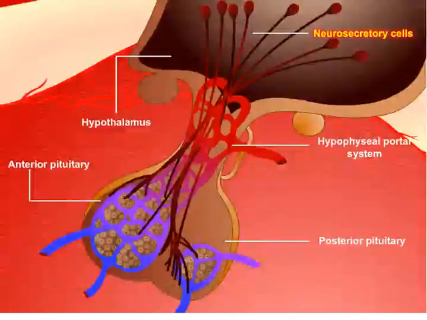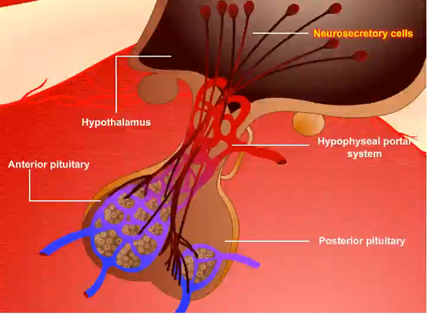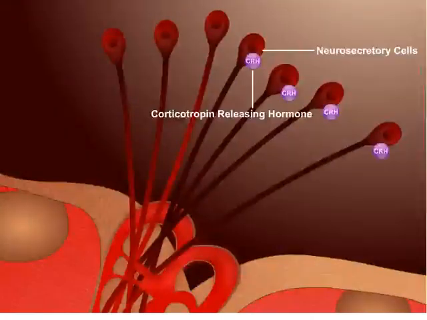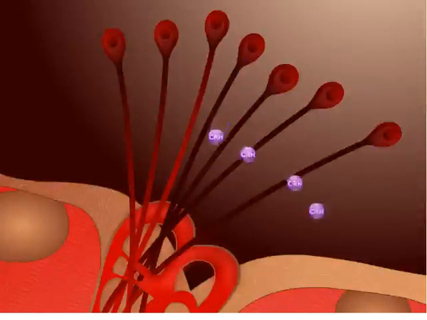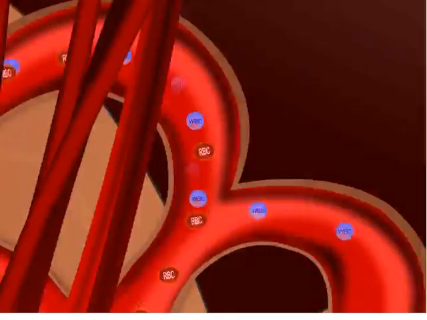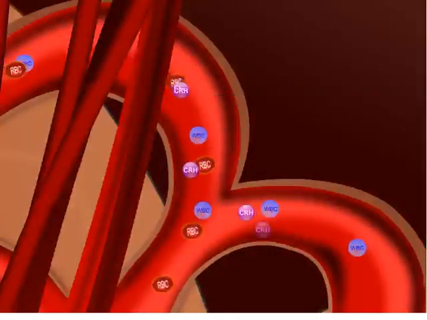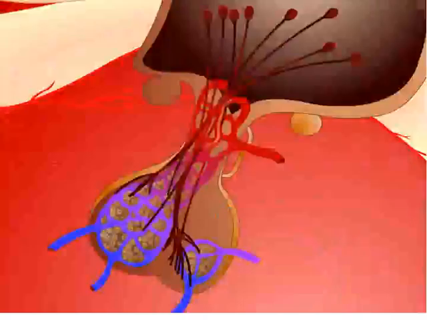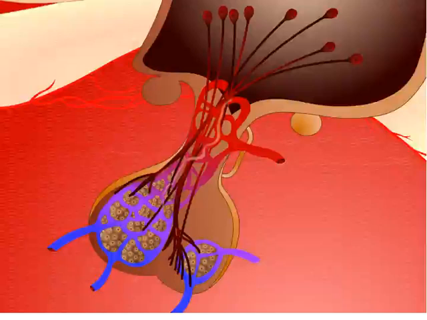Neurosecretory cells are located within the hypothalamus. These cells secrete corticotropin-releasing hormone, or CRH. CRH is secreted into the hypothalamo-hypophyseal portal vessels, and is delivered to the anterior lobe of the pituitary gland.